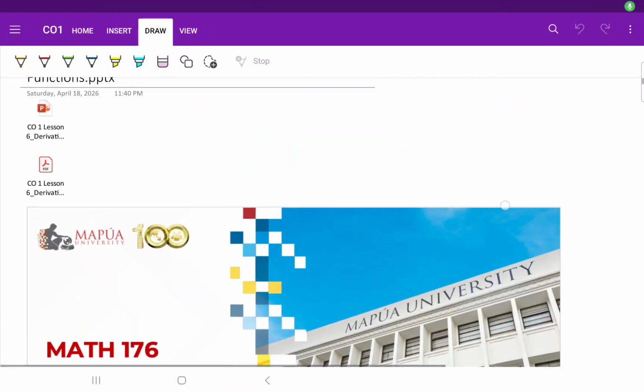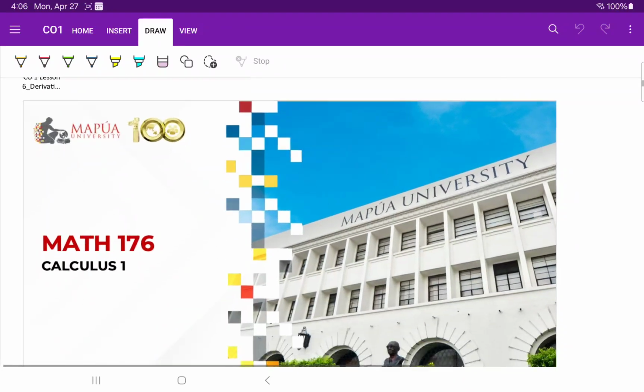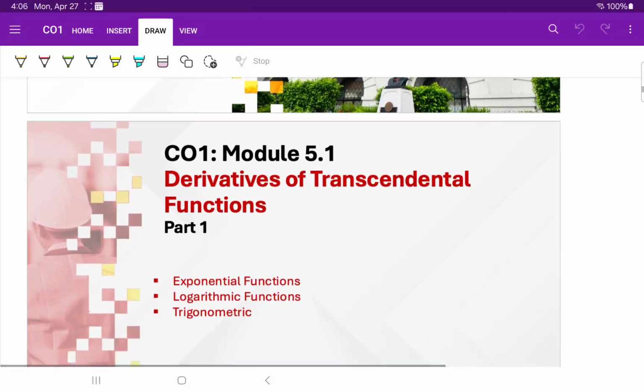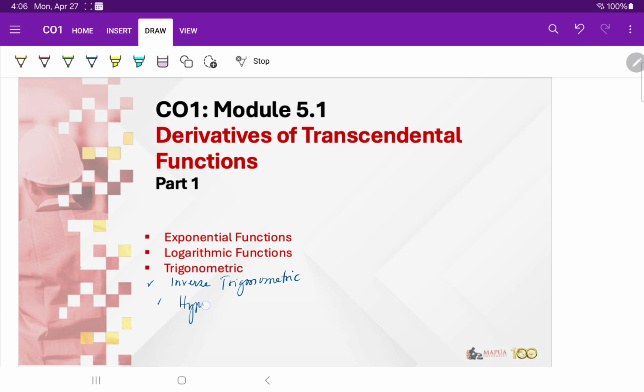Hello everyone, this lesson is about derivatives of transcendental functions. As I've mentioned previously in our synchronous class, transcendental functions are exponential, logarithmic, trigonometric. Then we also have inverse trigonometric, and then we have hyperbolic, and we have inverse hyperbolic.